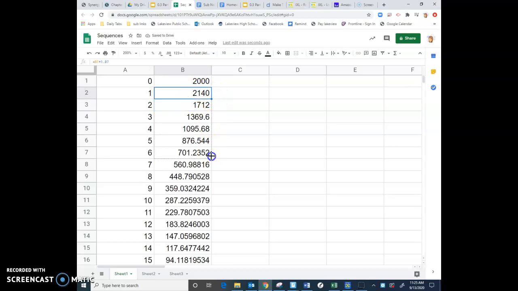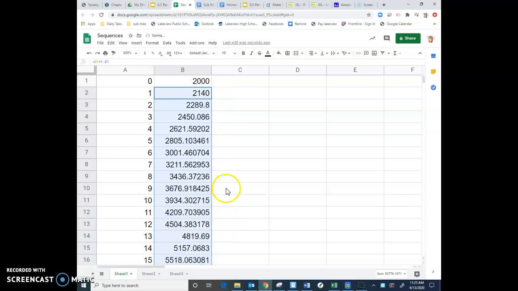Okay, and if we go ahead and paste that down, we want to know when it's going to double. And it looks like somewhere between years 10 and 11, she will have double what she started with. All right, so that's an example of growth.